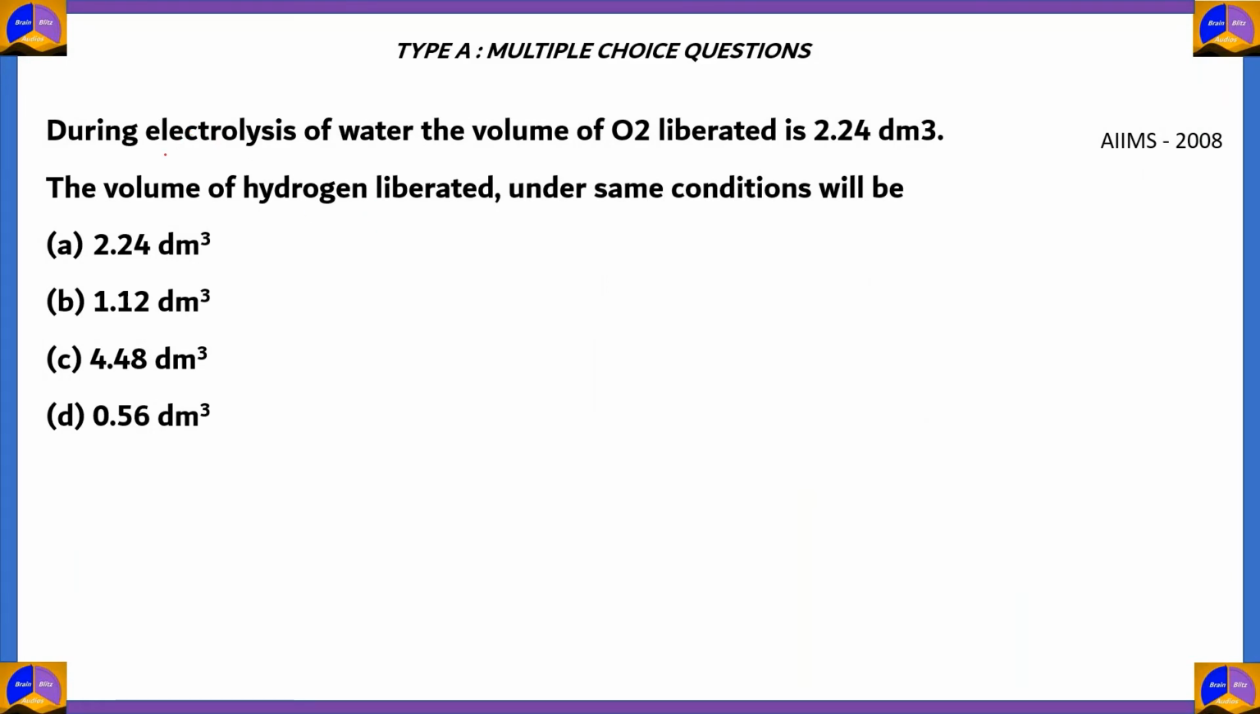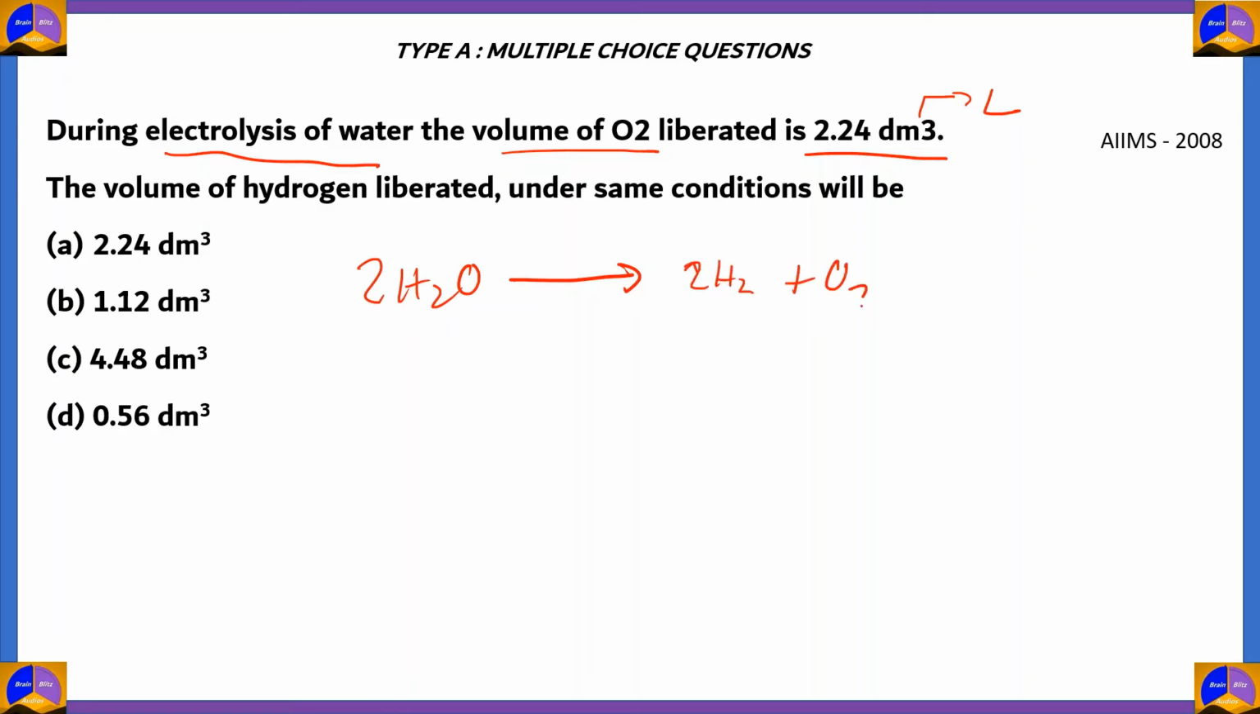Next question. During the electrolysis of water, the volume of oxygen liberated is 2.24 decimeter cube. Decimeter cube is just the same as liter. So the volume of hydrogen liberated under the same conditions will be. So in order to answer this question, we should write the formula for electrolysis of water. So H2O gets converted to H2 and O2. And we use stoichiometry to get the formula to H2O on electrolysis, giving 2H2 plus O2.